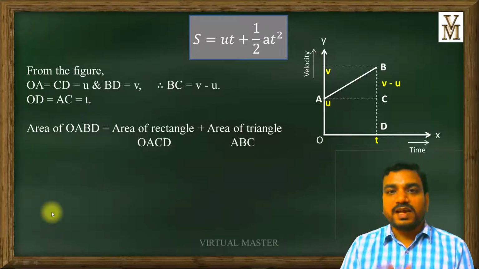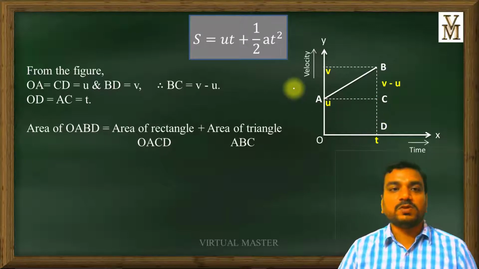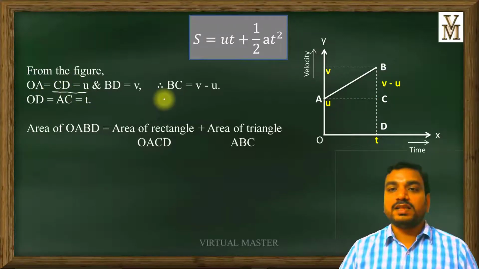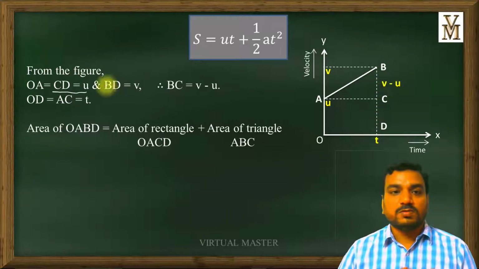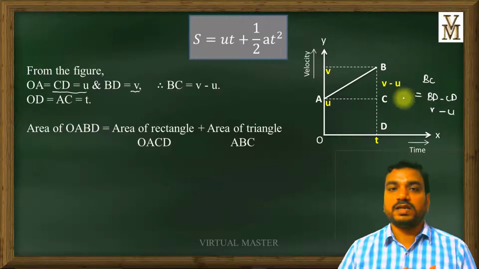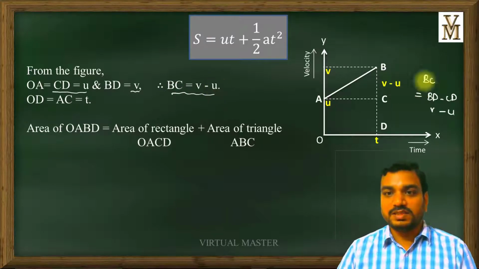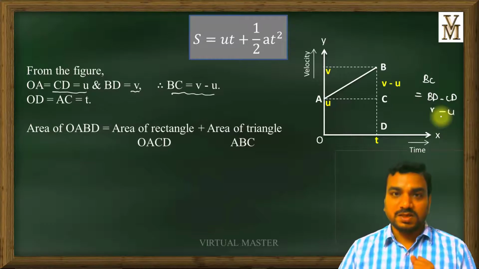Now, from the figure, I can easily write that the length OA will be equal to CD and it will be equal to small u. And the length BD will be equal to small v. And from the diagram, BC will be equal to BD minus CD. BD is v and CD is u, so BC will be equal to v minus u.